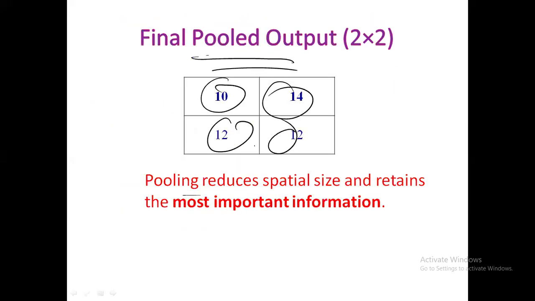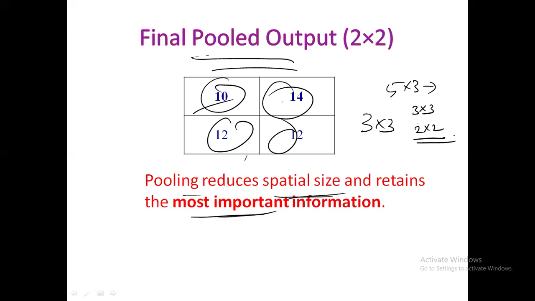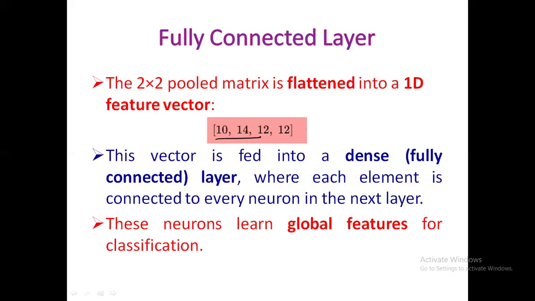So this pooling reduces the size again. First 5 cross 5 reduced into 3 cross 3. This 3 cross 3 again after pooling reduced into 2 cross 2. So dimensionality is being reduced. It reduces the spatial size and retains the most important features. Valid features only have been taken. So these feature values will be given to the hidden layer.